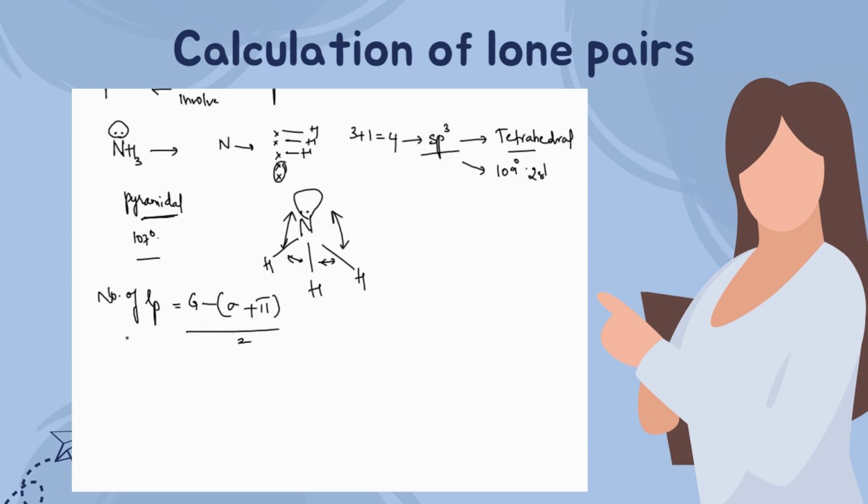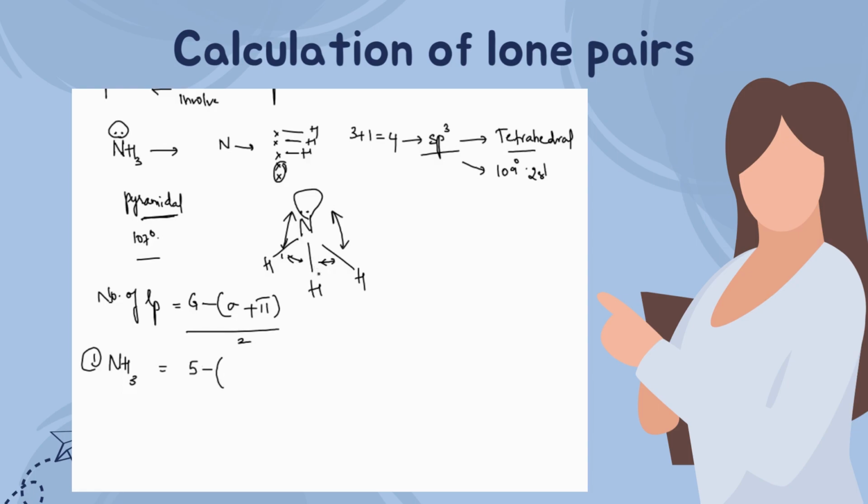We'll look at the very same example, that is ammonia. We don't know how many lone pairs are present in ammonia. Nitrogen, as we have discussed, belongs to the 5th A group. Minus, what is the number of sigma bonds in nitrogen?